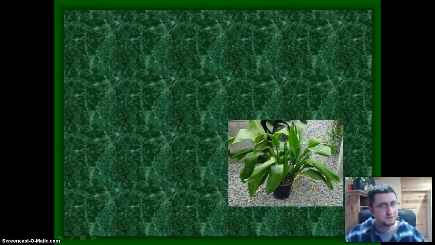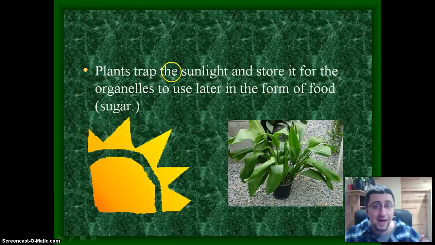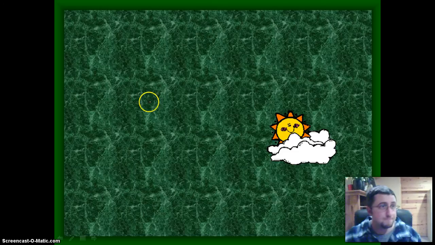Now here's a plant. We've all seen a plant before. Plants have a remarkable ability. They can take in energy from the sun and store it in the form of food. More specifically, that form of food is called sugar, simple sugars. So they can store it for when they no longer have the sun around to make energy for them.